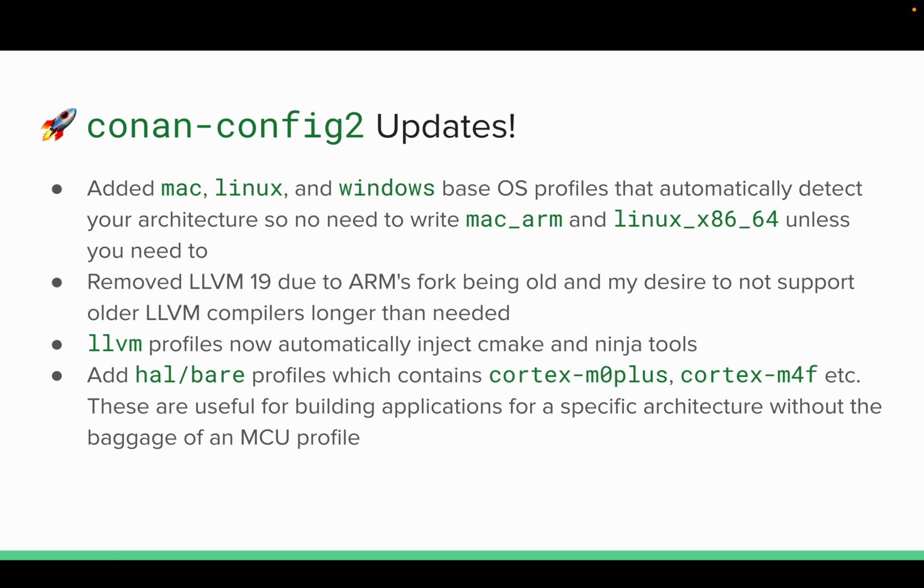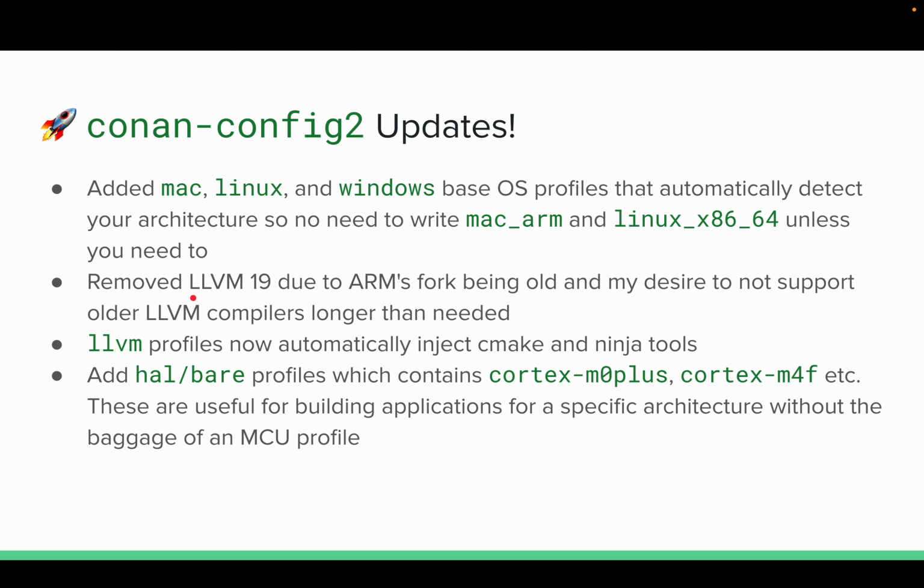All right, Conan config 2 updates. I have added Mac, Linux, and Windows OS profiles. Before, you had to put in like Mac_ARM or Linux x86_64. Now you just have Mac, Linux, and Windows. What it does is it automatically detects your architecture and then just puts it in. So if you were trying to cross-compile, then you need to do Mac and then whatever thing you wanted to compile to. If you are just trying to build on your machine, you just do -pr Mac.